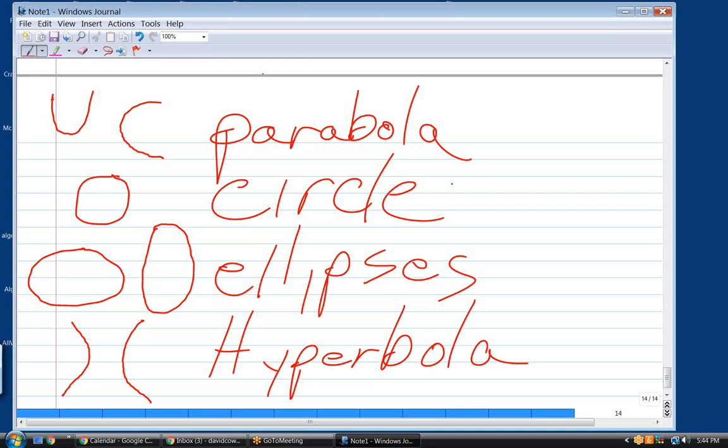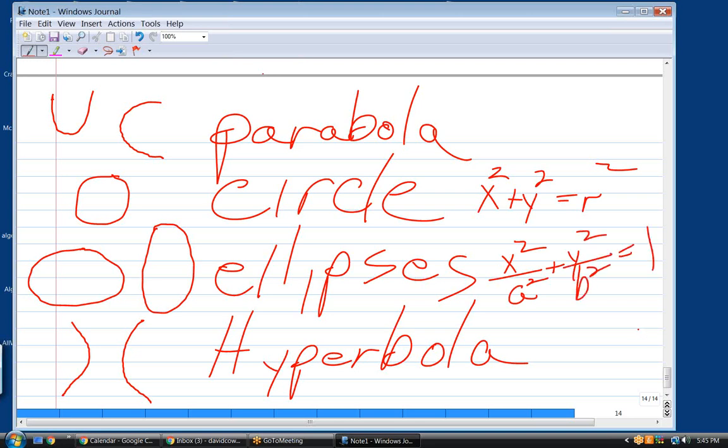And each of these four conic sections has its own type function. In other words, the function of a circle is x squared plus y squared equals r squared. The function of an ellipse is x squared over a squared plus y squared over b squared equals 1. And a function for a hyperbola would be x squared over a squared minus y squared over b squared equals 1. Does any of that look familiar?